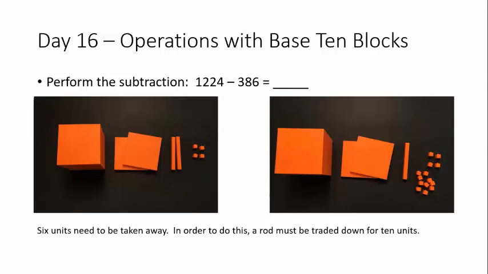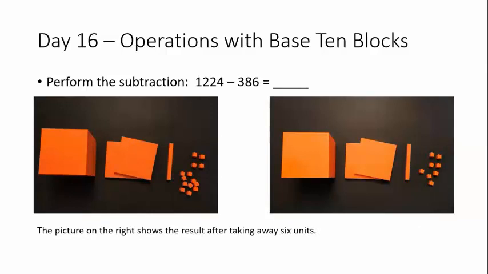1 rod is traded down for 10 units. You can see in the picture on the right that the trade has been made. After the trade has been completed, you are free to take away 6 units. The picture on the right shows that 6 units have been removed.